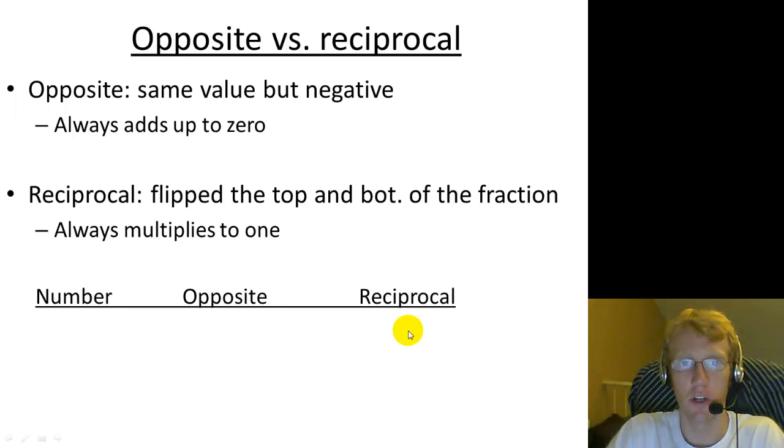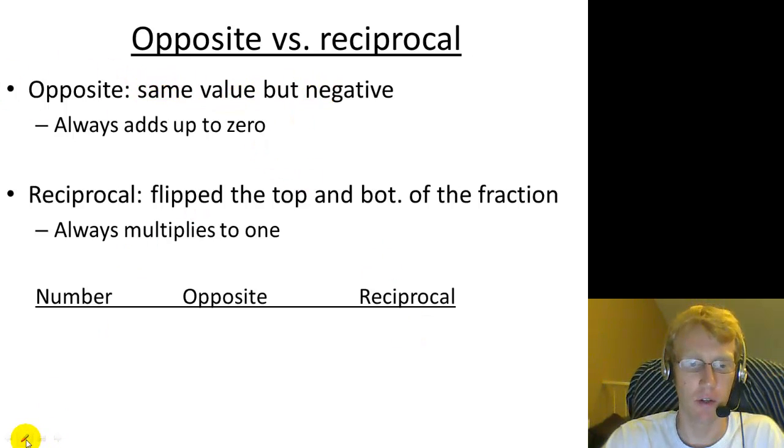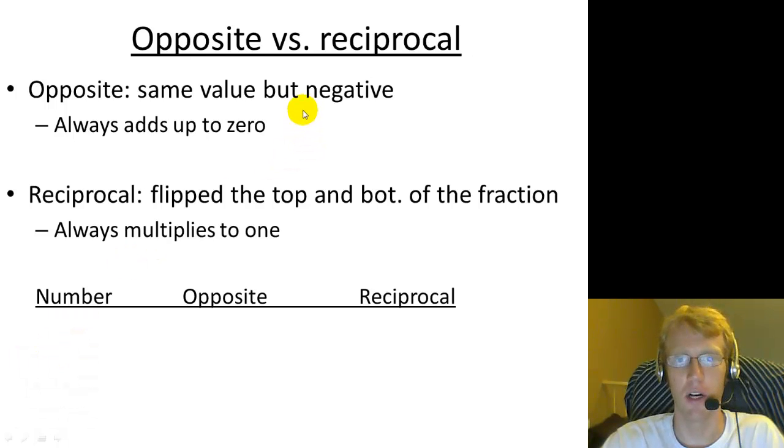Alright, in this video we're going to learn about the difference between taking the opposite of something and taking the reciprocal of something. Oftentimes they get mixed up between the two, and it's important that you always are able to keep track of them. So the opposite is the same number but negative. So the opposite, for example, of 5 would be negative 5.